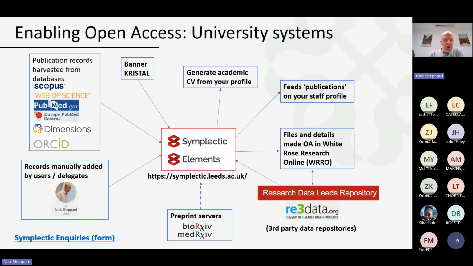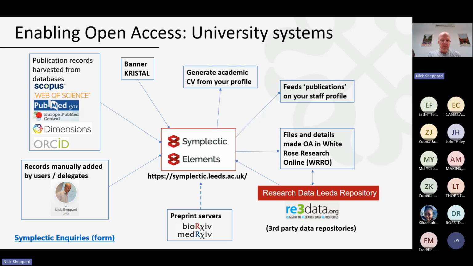Just to give an overview of the university systems that we have in place to support open access. I'm actually just going to look at my colleague's slide because it's slightly bigger than mine. But you can see there we've got Symplectic Elements, which is what we call our publications management system. You can log into that at symplectic.leeds.ac.uk. All members of the university community will have access to that, and PGRs. So that's where all records of research output should go.